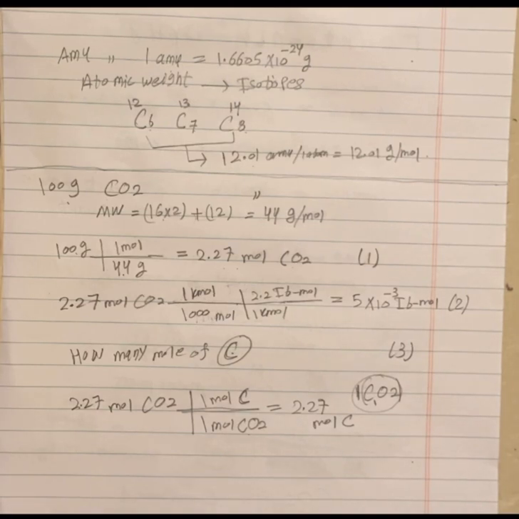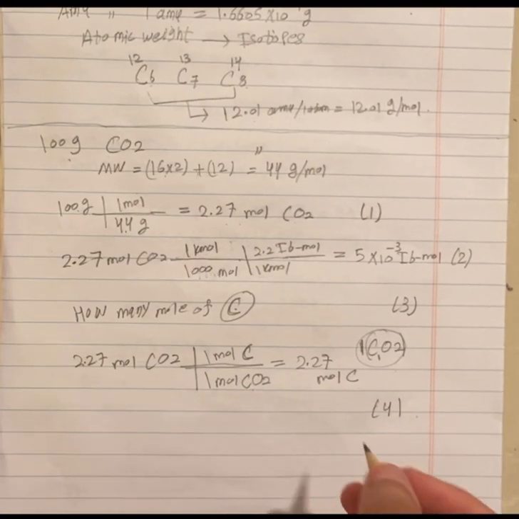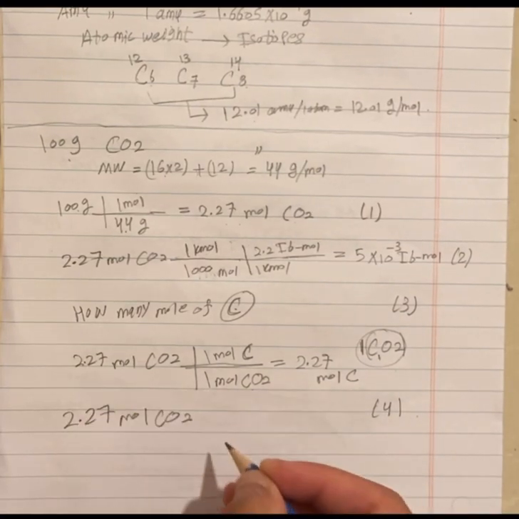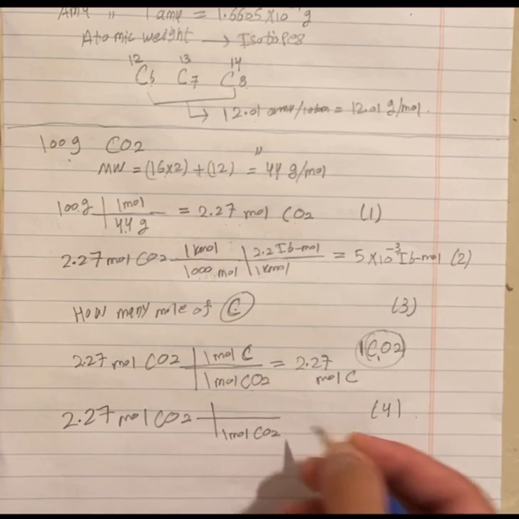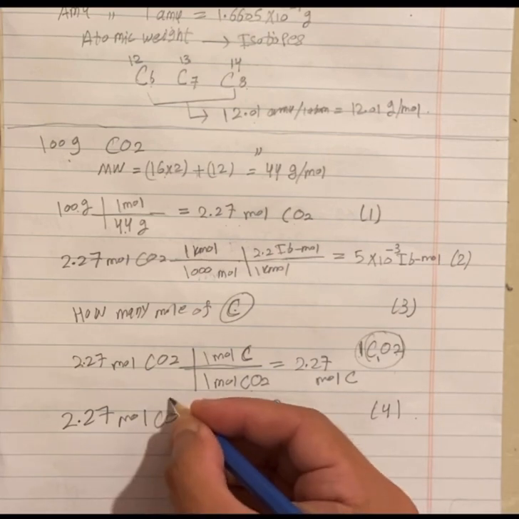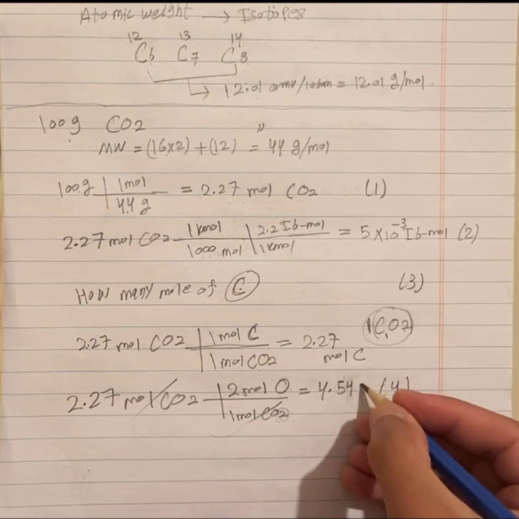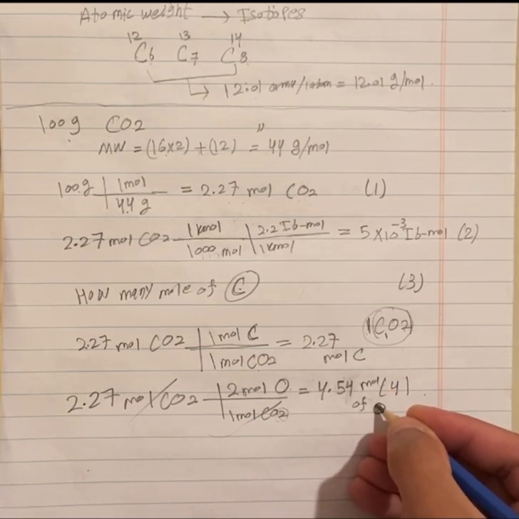If you want to be convinced, number 4, you want to find the mole of oxygen now. You do have 2.27 carbon dioxide. 1 mole of carbon dioxide is now equal to 2 moles of oxygen. So you will cancel mole of carbon dioxide, and you will get 4.54 mole of oxygen only, not O2.